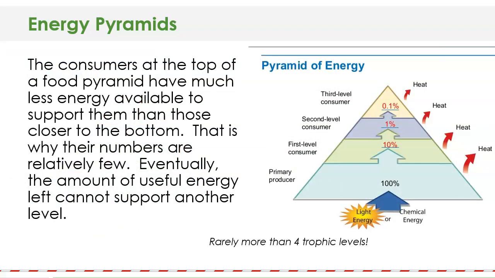The consumers at the top of the food pyramid have much less energy available to support them than those at the bottom, and that's why there are fewer of them. There is not enough energy in the things that they eat in order for there to be a lot of them. And so eventually the amount of useful energy left cannot support another level. And that is why there are rarely more than 4 trophic levels. You can get up higher, but more commonly there are somewhere around 3 to 5 trophic levels, somewhere around 4.